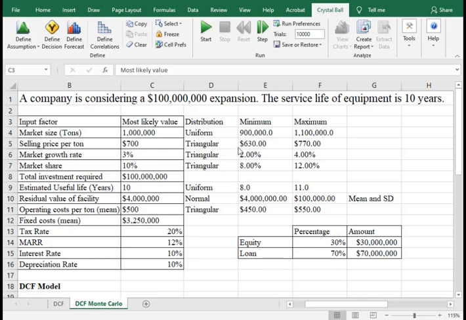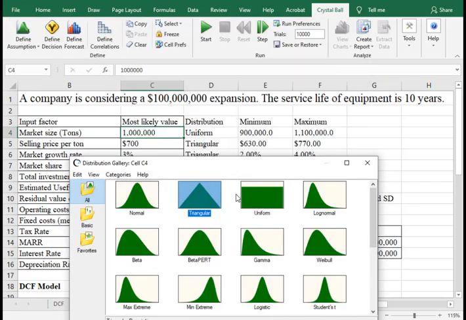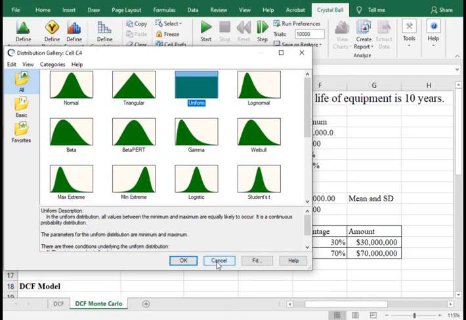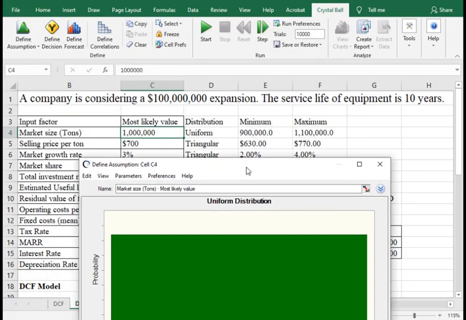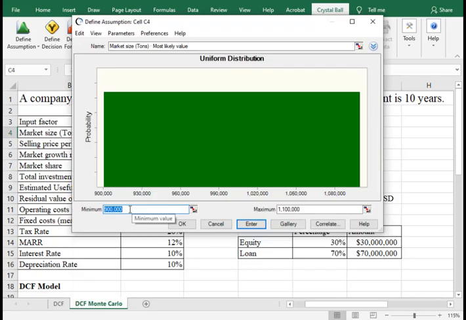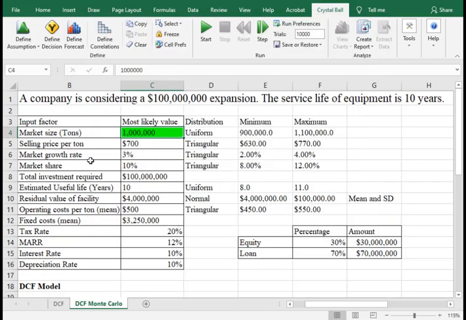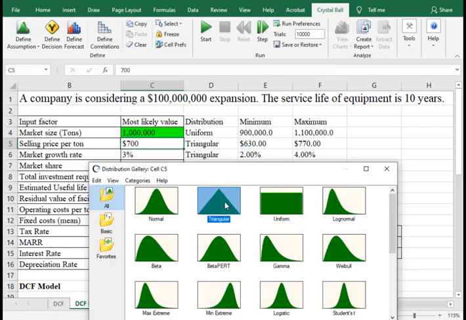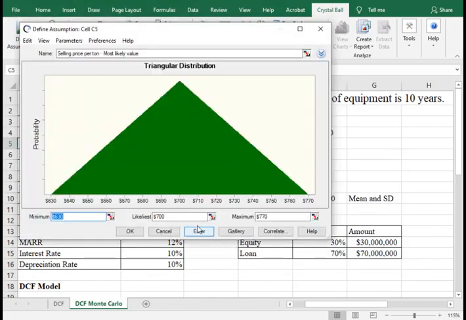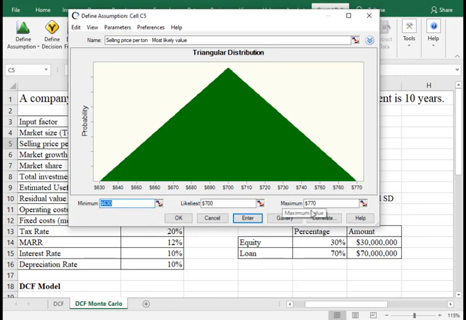For this, at first all the input parameters must be defined as assumption. For this, the first input parameter market size is selected. It follows uniform distribution, so uniform distribution is selected and the value are minimum 900,000 and 1,100,000 for the maximum. So 900,000 and 1,100,000 is selected in the maximum section. Enter is pressed and for the selling price per ton, similarly triangular distribution is selected. The minimum value is $630 and the maximum value is $770.